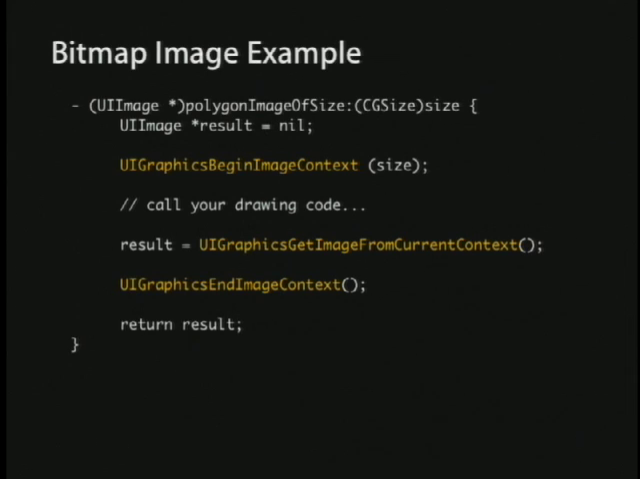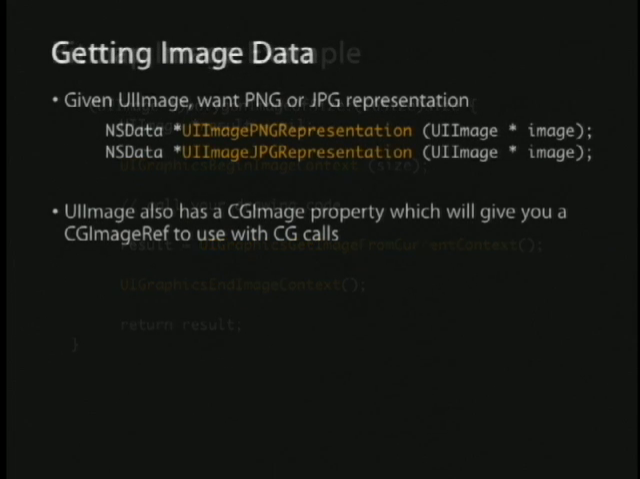When you're done, you call UIGraphicsGetImageFromCurrentContext. This returns you back a UIImage that represents whatever it was that you just drew using Core Graphics. And finally, you call UIGraphicsEndImageContext to clean up after yourself. And then you can return result, and you've got a new UIImage there that you can do anything with that you'd have been doing with any other UIImage loaded from disk or otherwise gotten out of memory.